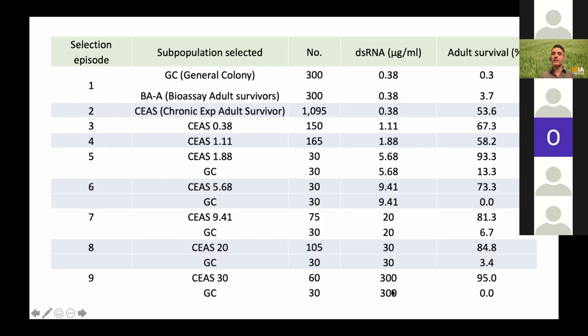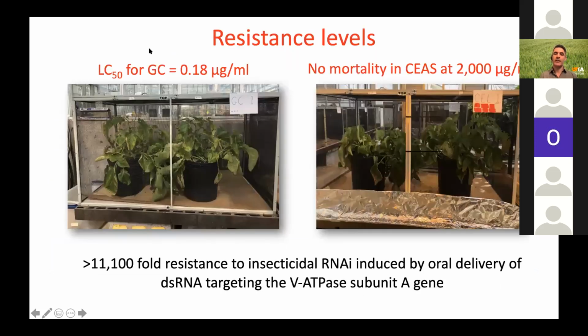And we reached all the way to selection with 300 microns per mil of double-stranded RNA. And at this stage, we observed 95% survival in adults and no survivors in the GC colony. So we took the colony resulting from this selection to 300 microns per mil, and we performed a dose bioassay. From this dose bioassay, we obtained that for the GC colony, the LC50 was 0.18 microns per mil, but for this CS colony, there was no significant mortality even at 2 milligrams per mil. So that supports that this strain has more than 11,000-fold resistance to this double-stranded RNA targeting the VATPase subunit A gene.